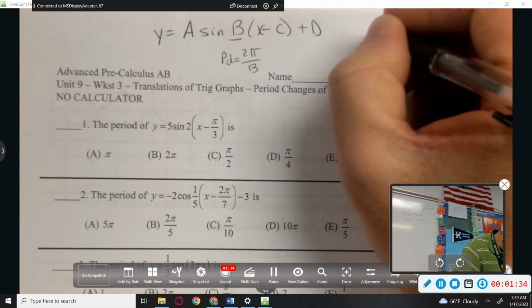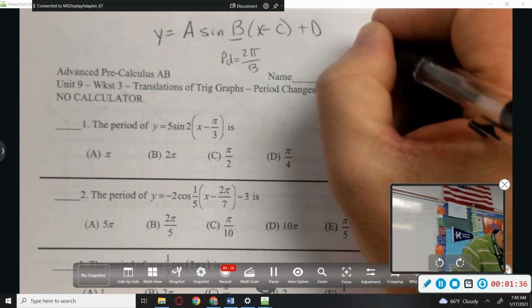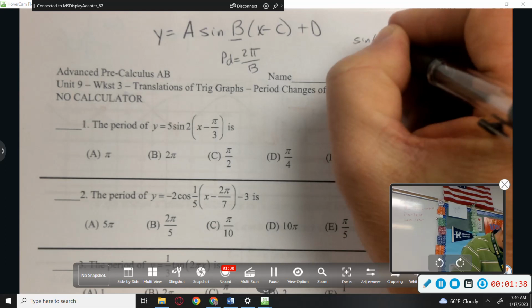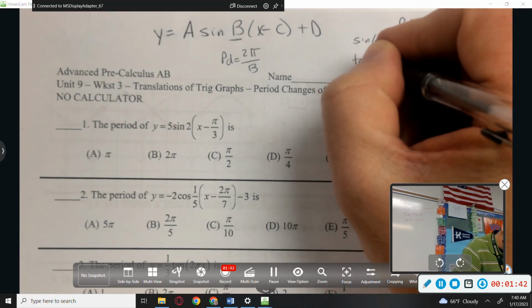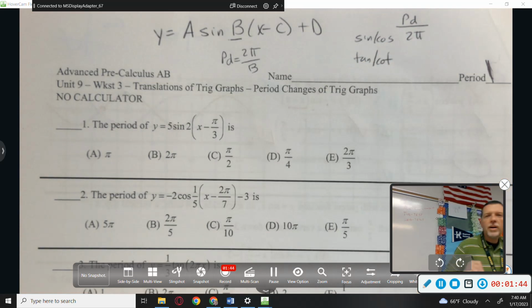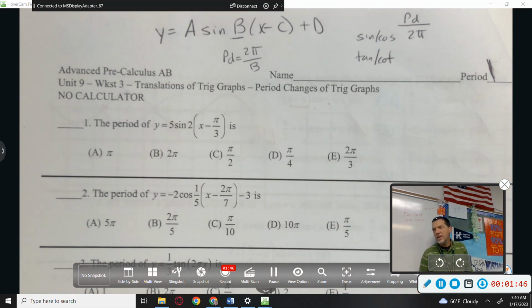I guess the other thing we need to be careful about is sine and cosine and their friends have a period of 2 pi. What about tangent and cotangent? What's their period, if it's not adjusted anyway? Pi.